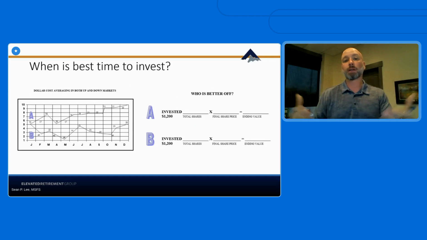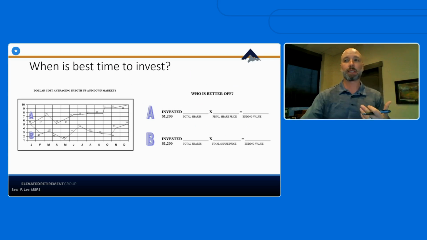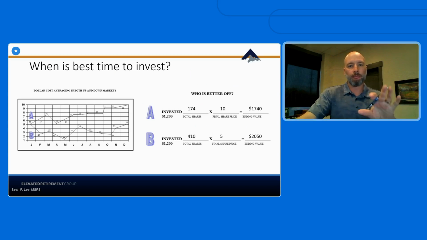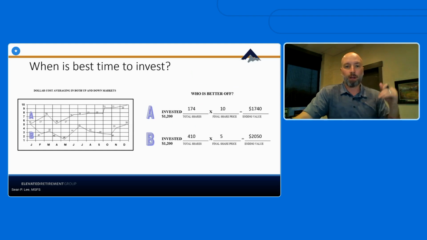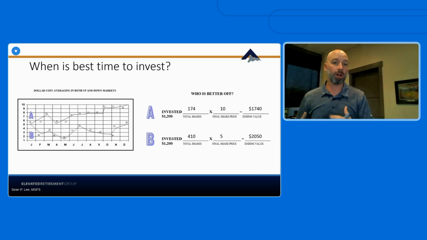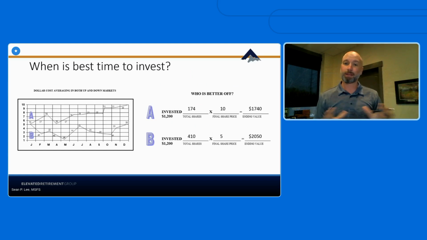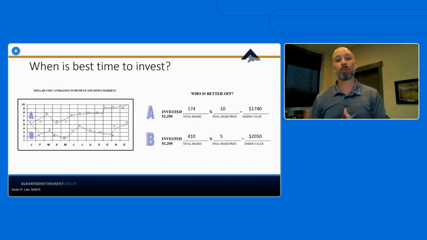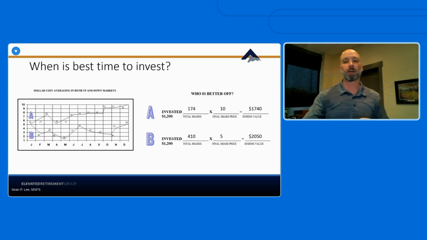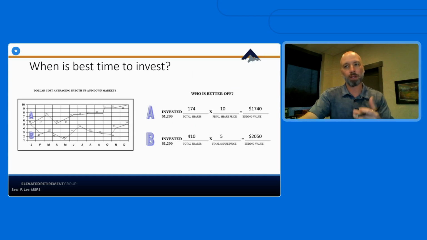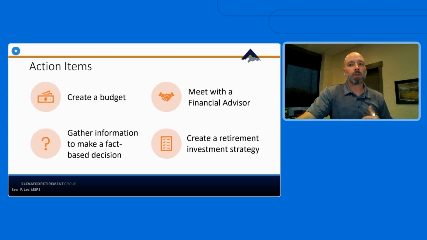But it all comes back to what are you trying to accomplish inside of your plan, right? And when we look at the numbers attached to it: 174 shares at $10 a share, $1,740, versus $2,050. On the surface, client A looked better. It's not the case. Client B actually won out because of the depressing stock values in the middle of the year.